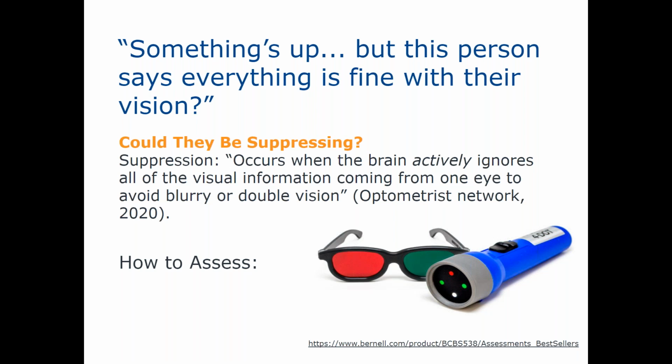Suppression occurs when the brain actively ignores all of the visual information coming from one eye to avoid blurring or double vision. So it's actually a really smart and creative compensation that our brain automatically does for us over time when we have this constant blurring and double vision. The reason it's not good is, again, it ignores all that visual information. So someone's depth perception can be really impacted. Their visual fields are going to be impacted.